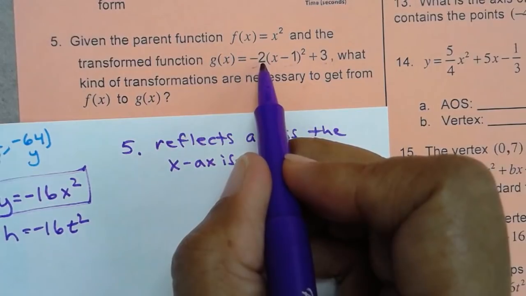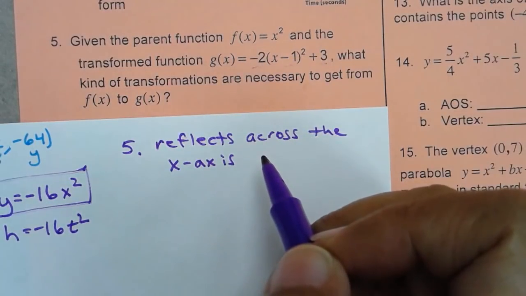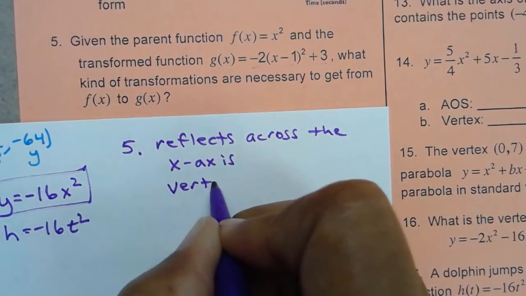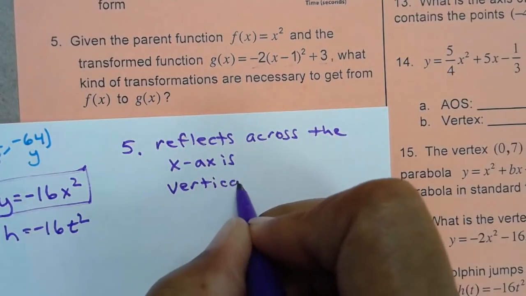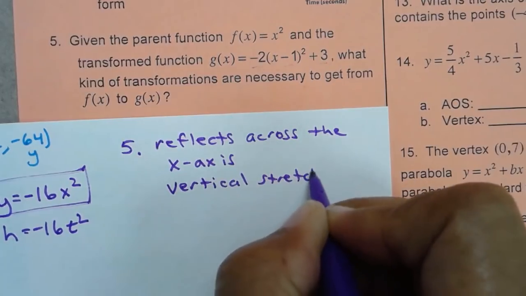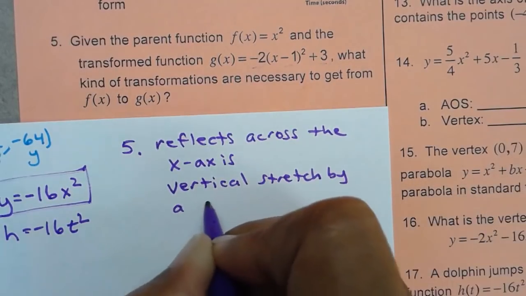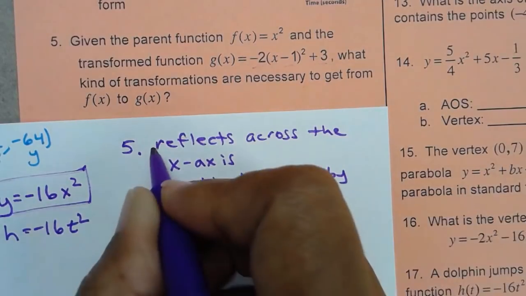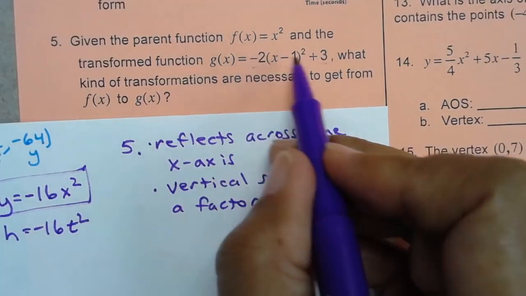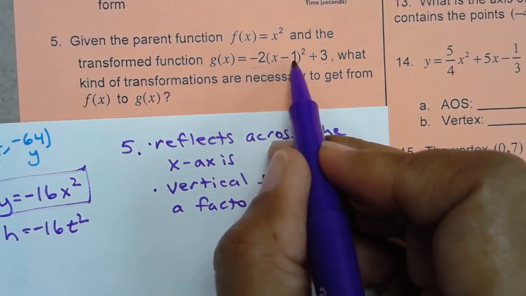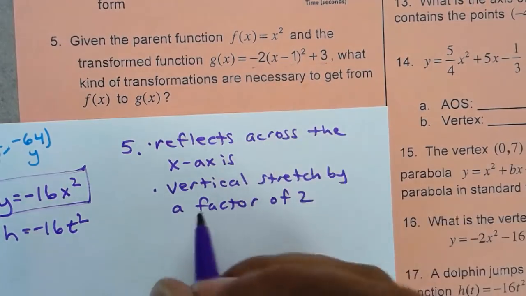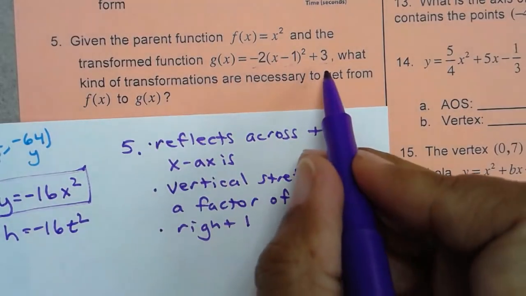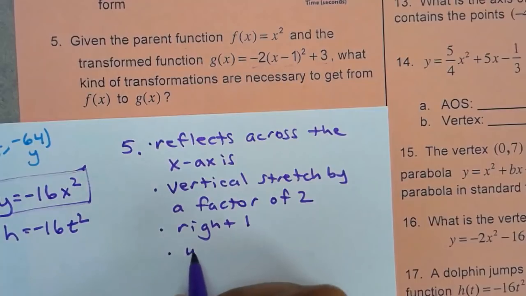And then there's a negative 2 right there. And the negative 2 makes it so that we have a vertical stretch by a factor of 2, since it's greater than 1. So those are just dealing with the a value here. Then right here we have a minus 1. So think of opposite of minus 1, positive 1 means we're going to go to the right 1. And then the plus 3 moves it up 3.